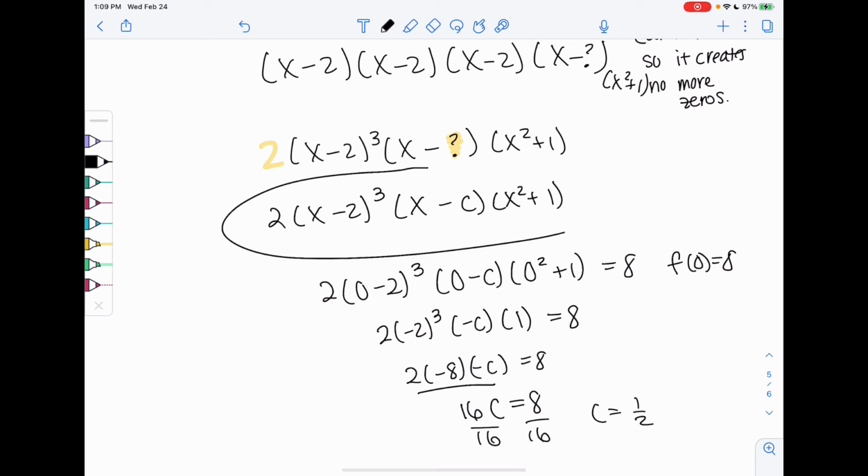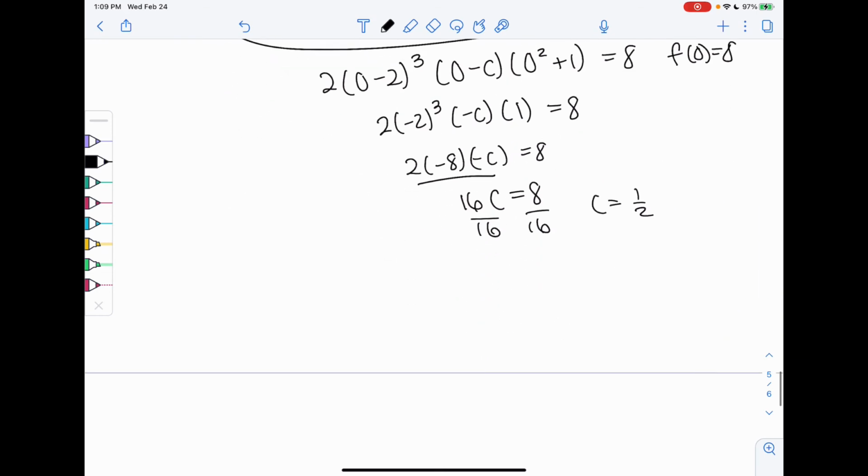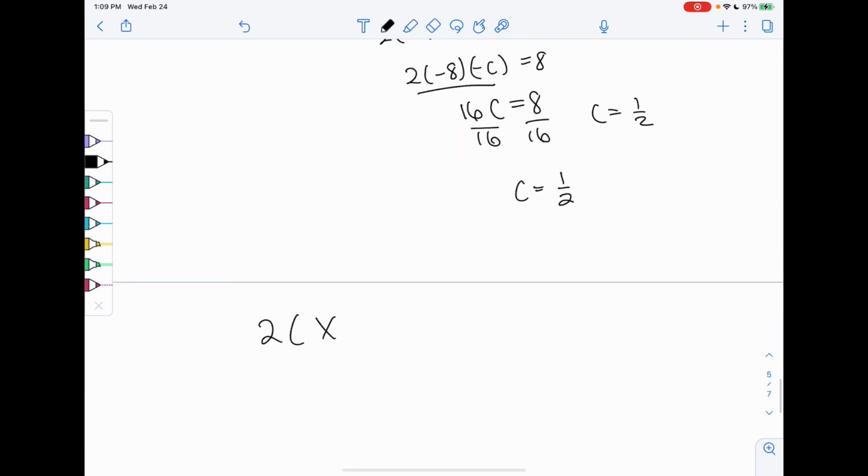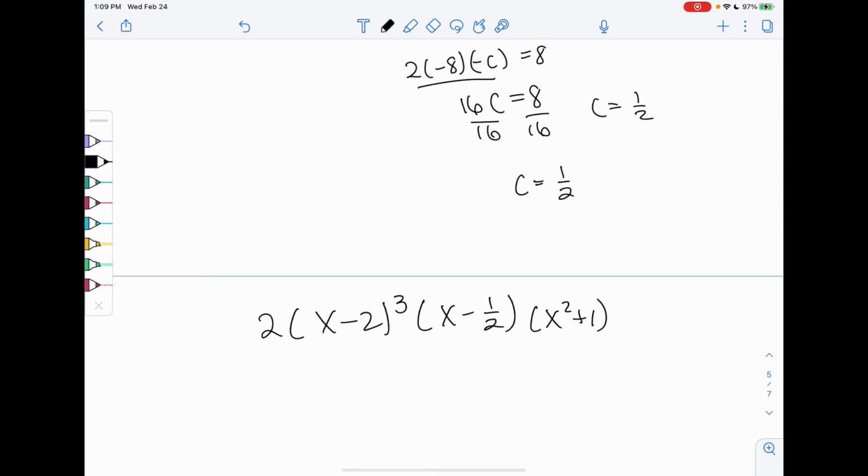So that'll give me f of 0 equals 8. And we'll graph just to check. So 2 times x minus 2 cubed, x minus 1/2 is my fourth real 0, and then x squared plus 1. This is a solution. So if you had chosen a different quadratic, then this 0 might have been different. So let's just check out the graph.